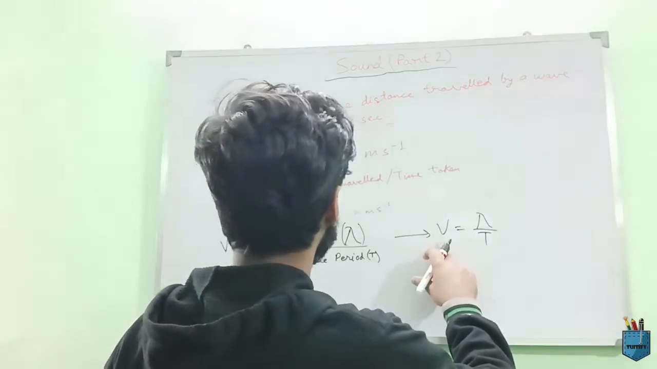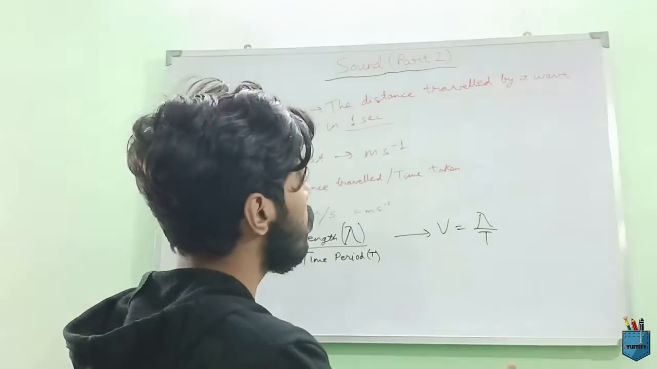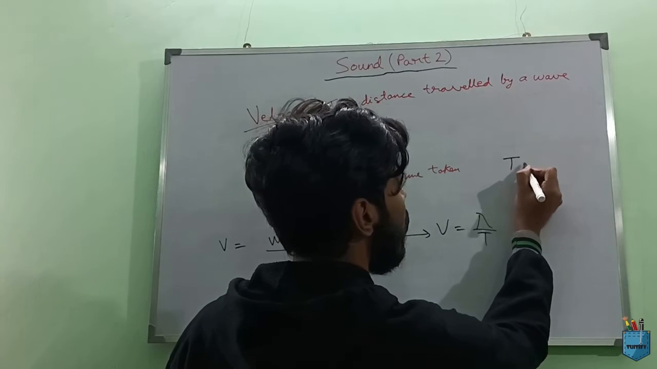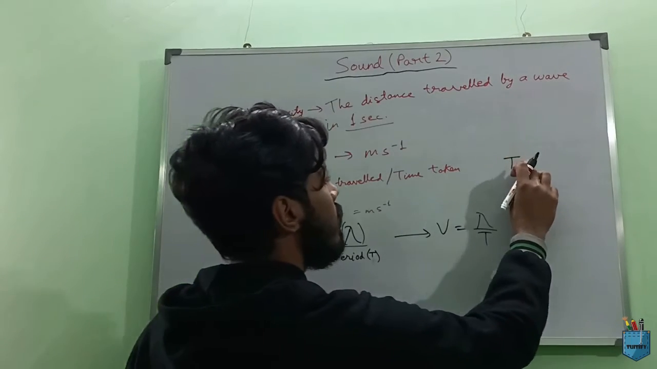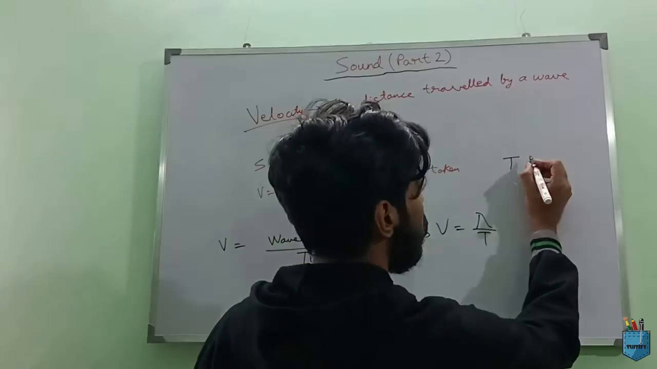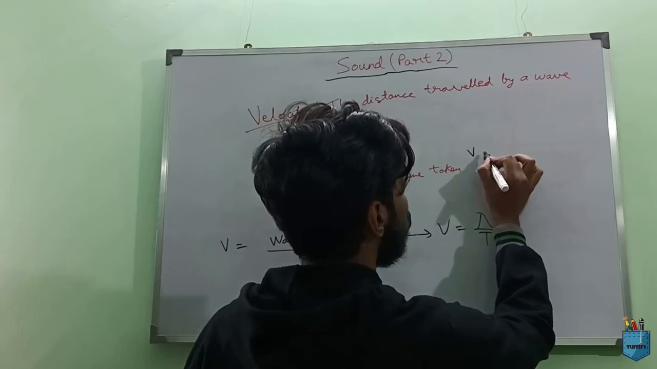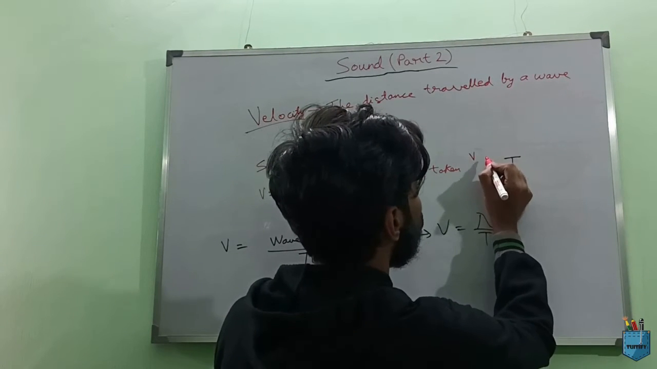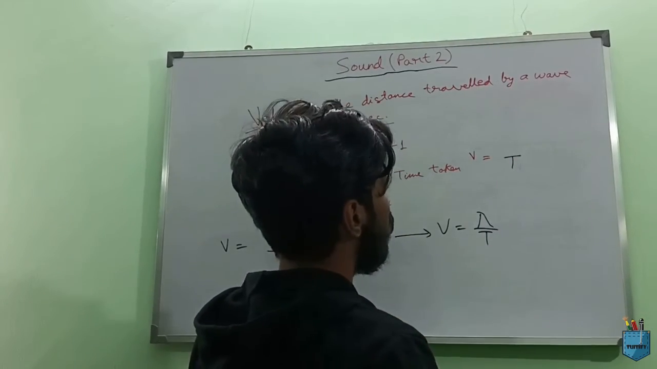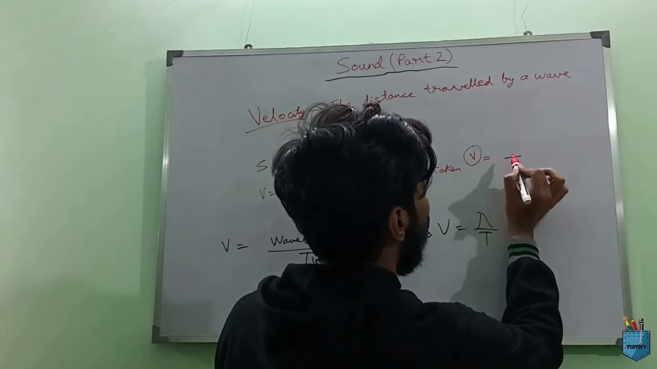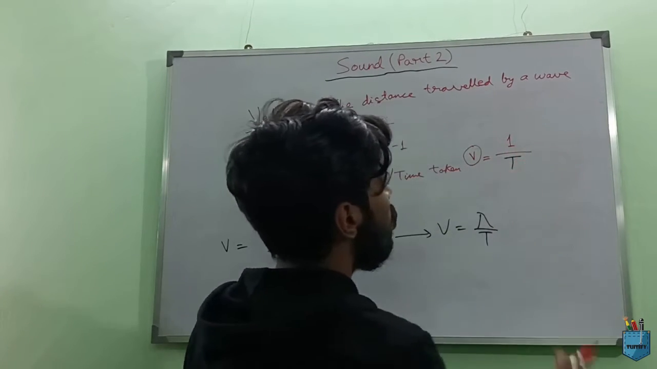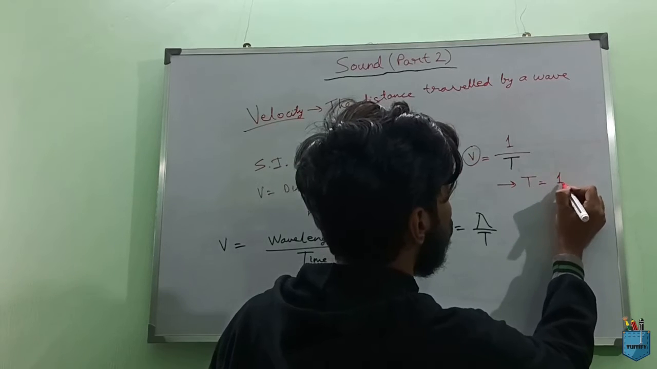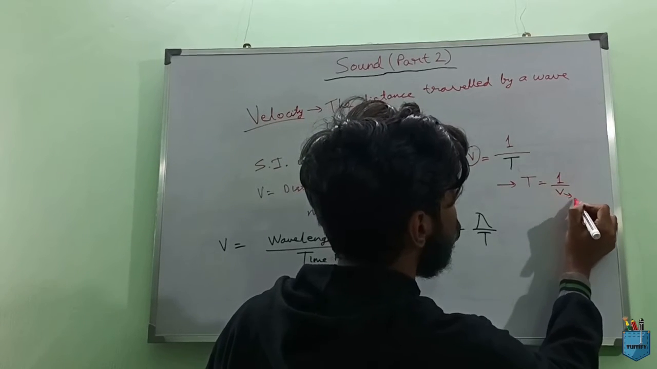Don't get confused between the v of velocity and the v of frequency, because frequency is also denoted with v. From here we can derive another formula. We know that time period and frequency are related. I am writing it with red ink so that you can differentiate. Frequency is equal to 1 by time period, so T is equal to 1 by v, where v is the frequency.